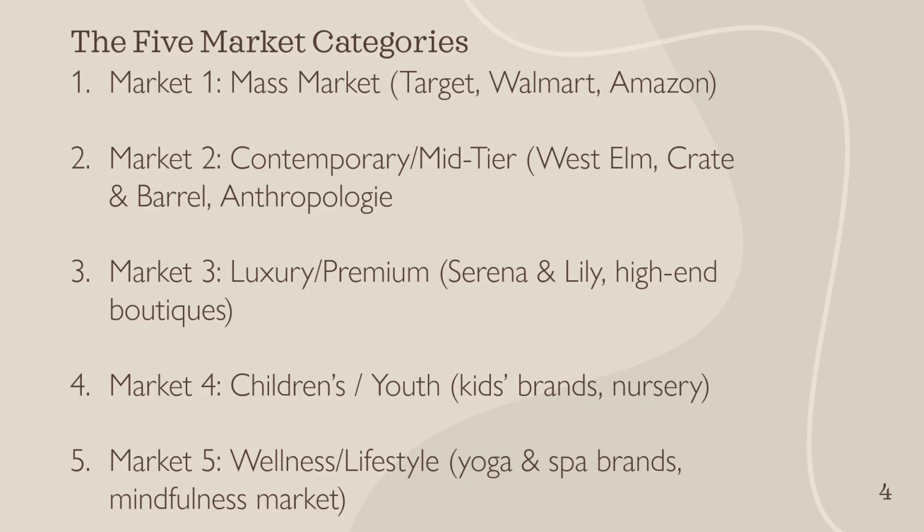Market 4, children's youth. Think kids brands, nursery. Color profile, playful saturation, clear contrast, age-appropriate intensity. Gender considerations. Market 5, wellness lifestyle, yoga brands, spa products, mindfulness market. Color profile, calming, nature-inspired, soft contrast, serene saturation. Each market has distinct color expectations. Your job is speaking their color language.